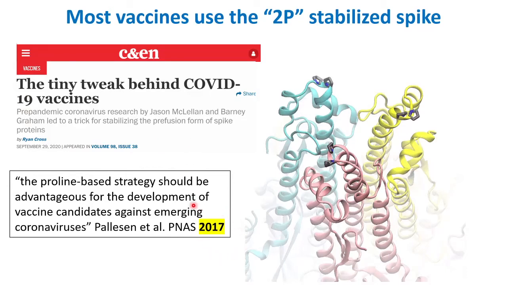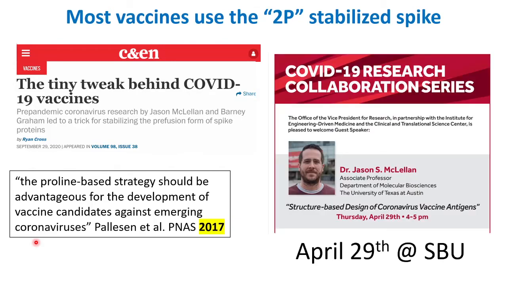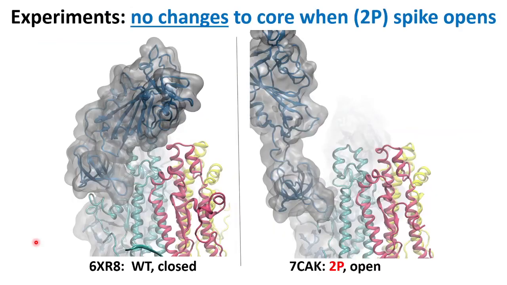And I really love this quote from this paper. Well, this is a recent news article, but the paper that described this was back in 2017. And they said, this should be advantageous for the development of vaccine candidates against emerging coronaviruses. They were completely right, and it is in every one of the vaccines, and figuring this out made a huge difference in the world. This is impact on science, and the person who did this, Jason McLellan, is going to be here in a couple of weeks, and I really encourage you to go and see his talk because he is the reason that you have a vaccine right now.